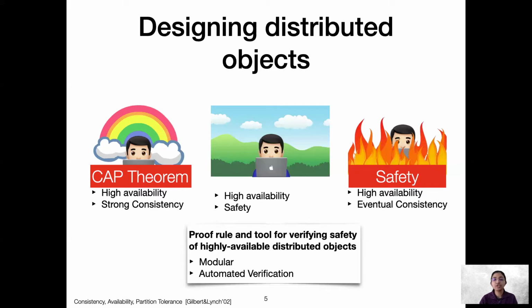We have implemented a tool that automates our proof rule and verifies whether a given specification is safe, and if not, provides counterexamples that help the user get insight into the issues. Now, let us examine our proof rule using the auction example we discussed.